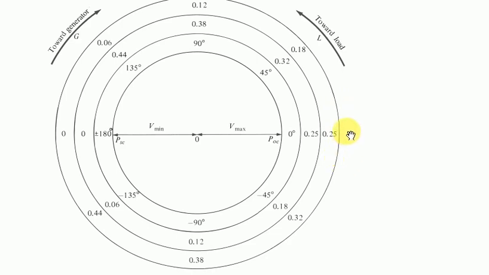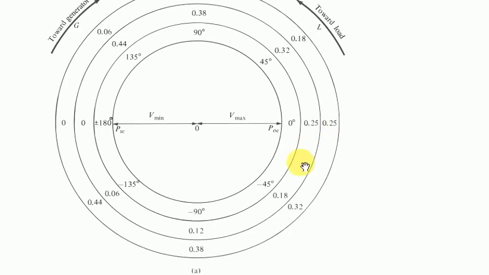Starting from this point, you can move in either direction. Independent of the direction in which you move, if you complete one cycle and reach the same point, that means you have completed a 360-degree revolution. So it means you have traveled a distance of lambda by 2 along the line.